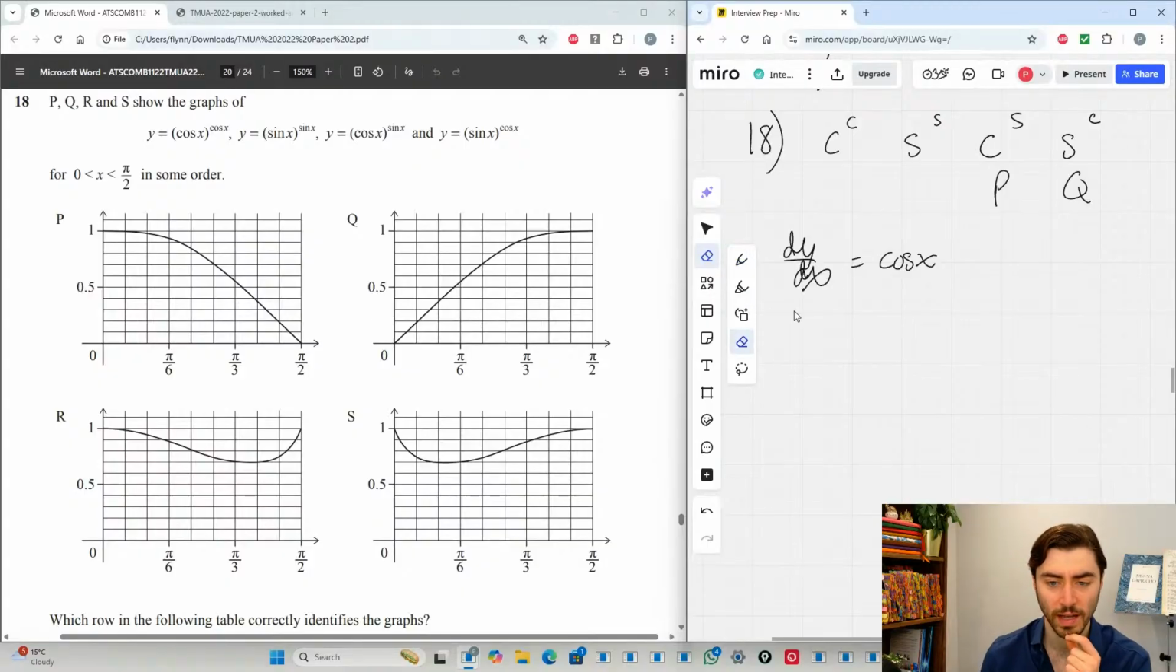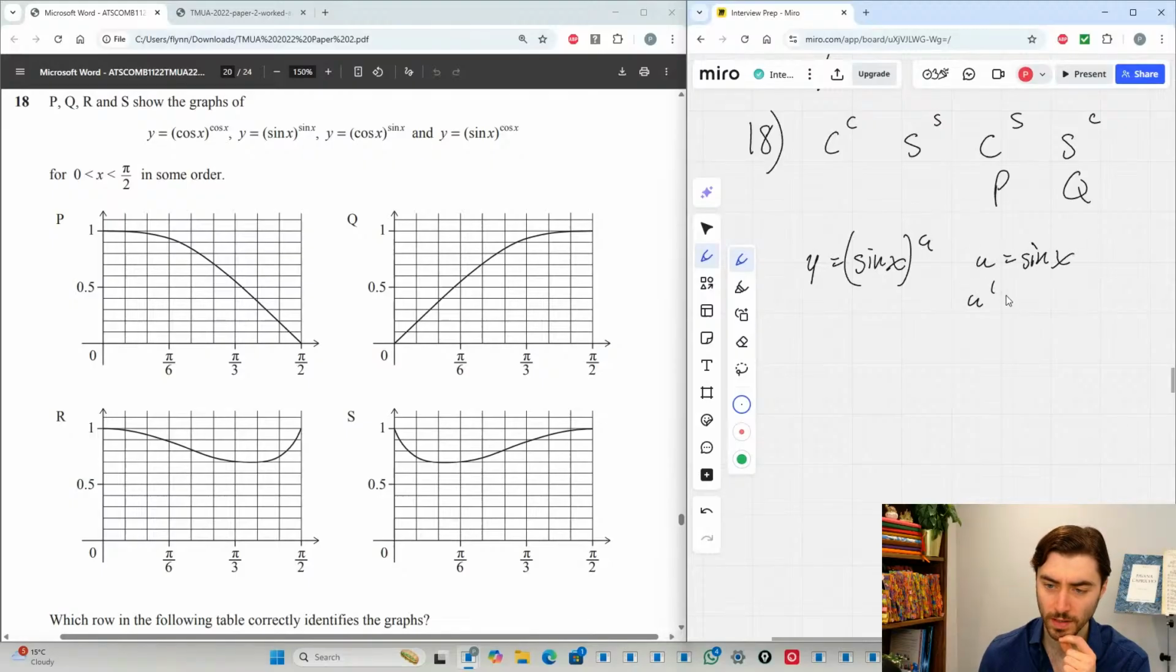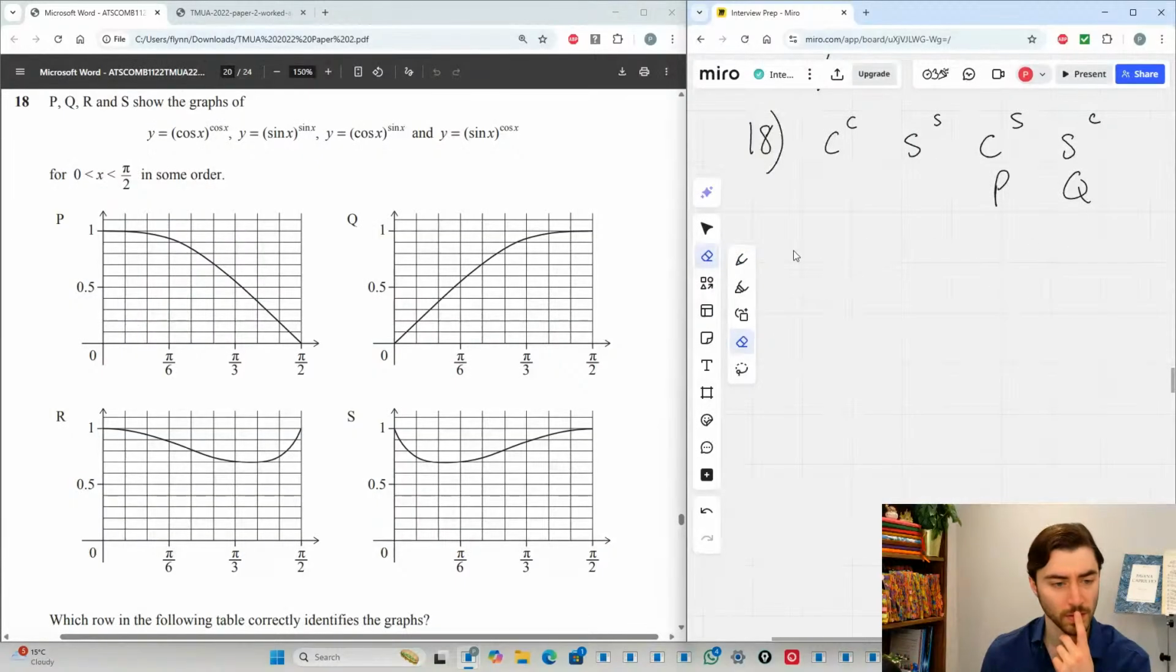No, I'm gonna have to change. I can't. Okay, so let's say y equals sine x to the u, where u is equal to sine x. So du dx is cos x. Oh, dy du. Oh. Okay. Maybe there's a better way of evaluating this.